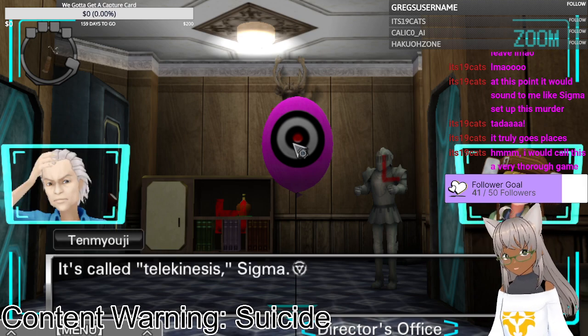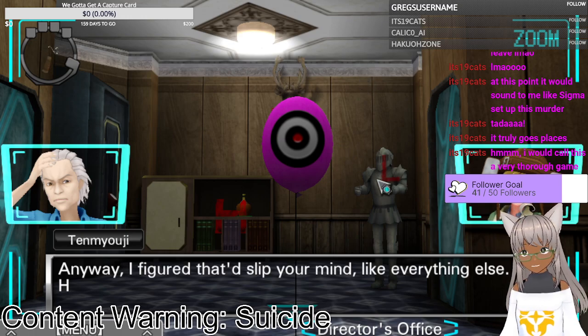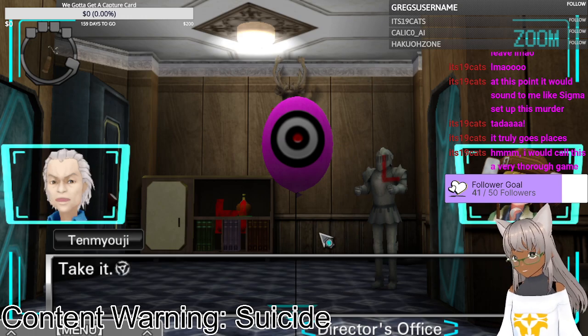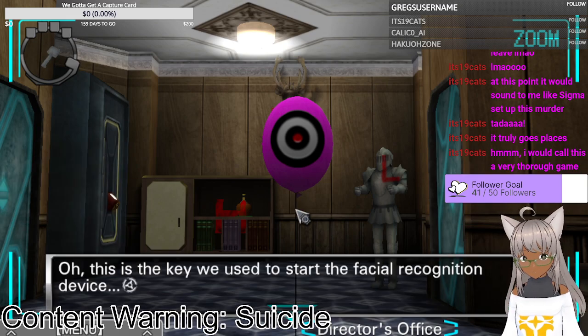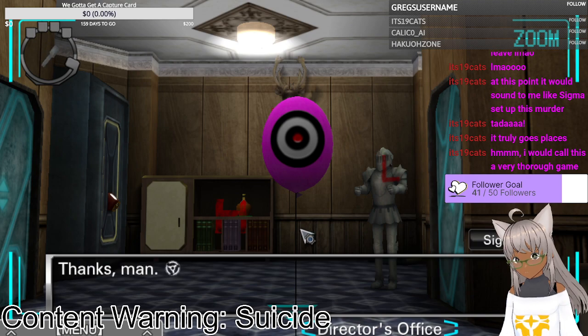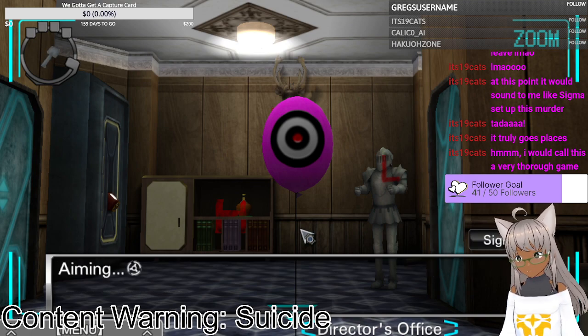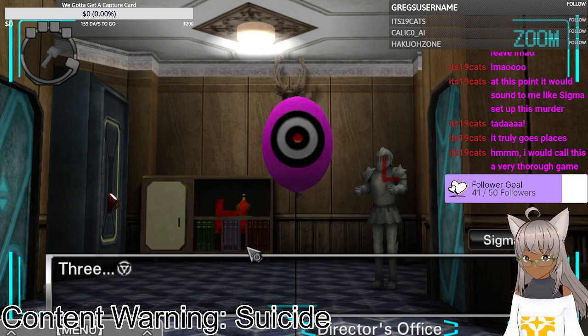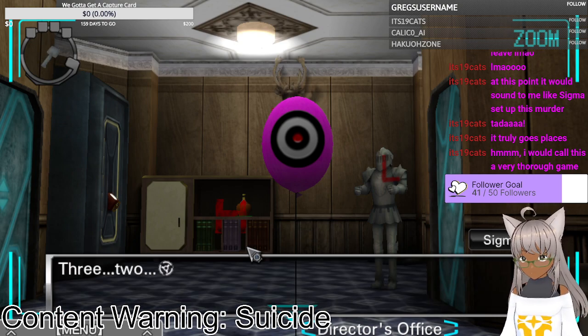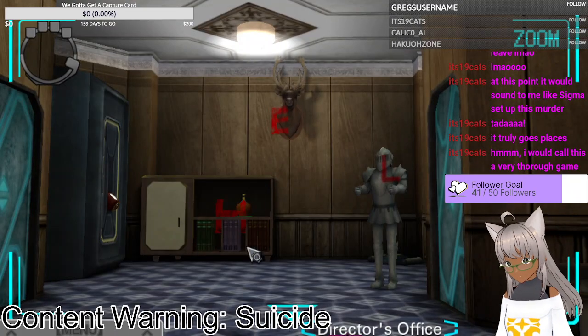With mind bullets, I'll shoot it. That's called telekinesis, Sigma. Anyway, I figured that'd slip your mind like everything else. Here, I grabbed this off the floor earlier. Take it. Three, 2, 1, Henshin!